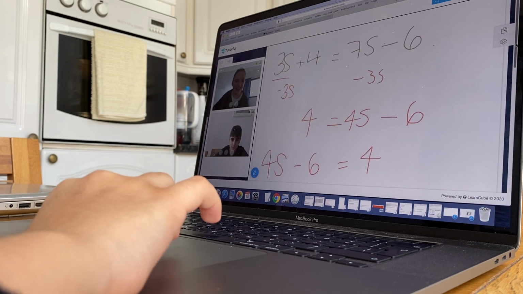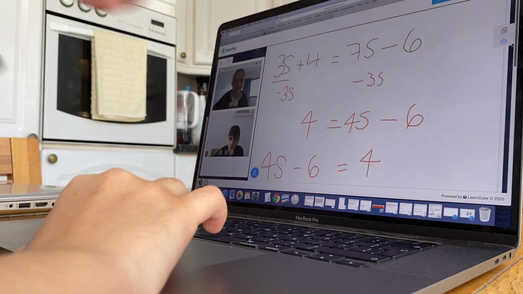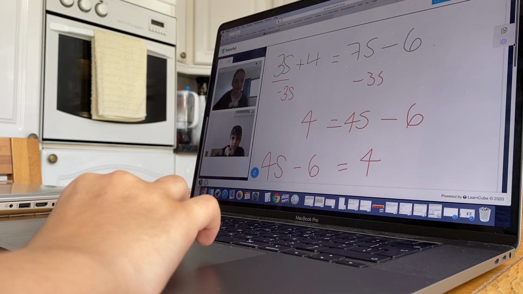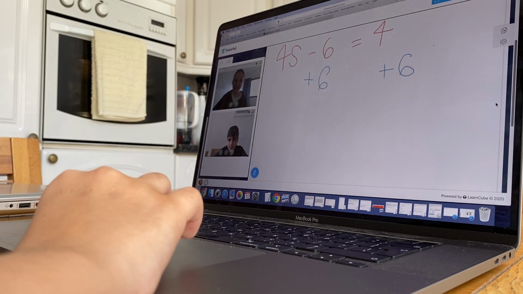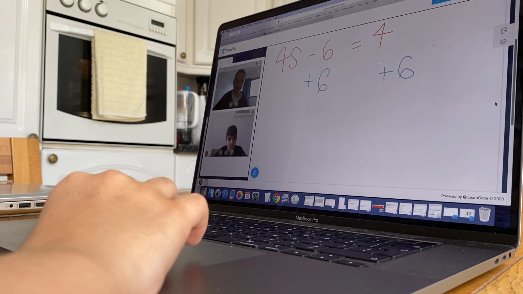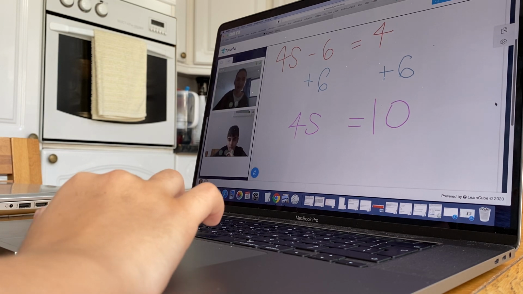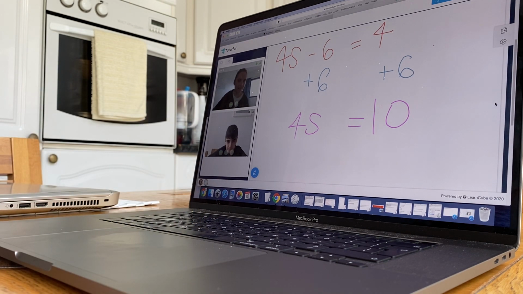What do we need to do next? We just have 4s. Now we need to deal with the 6. Not subtract, add, because we're going to add 6 on both sides. 4s plus 6 is going to be 10s. Notice that the minus 6 and the plus 6 cancel, so it's just 4s on this side. And 6 plus 4 is going to be 10.